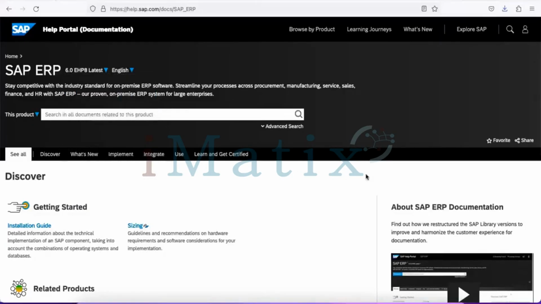But now SAP is not selling any ERP versions or R1, R2 versions. They are not going to sell any. The new thing they are selling is S4 HANA.